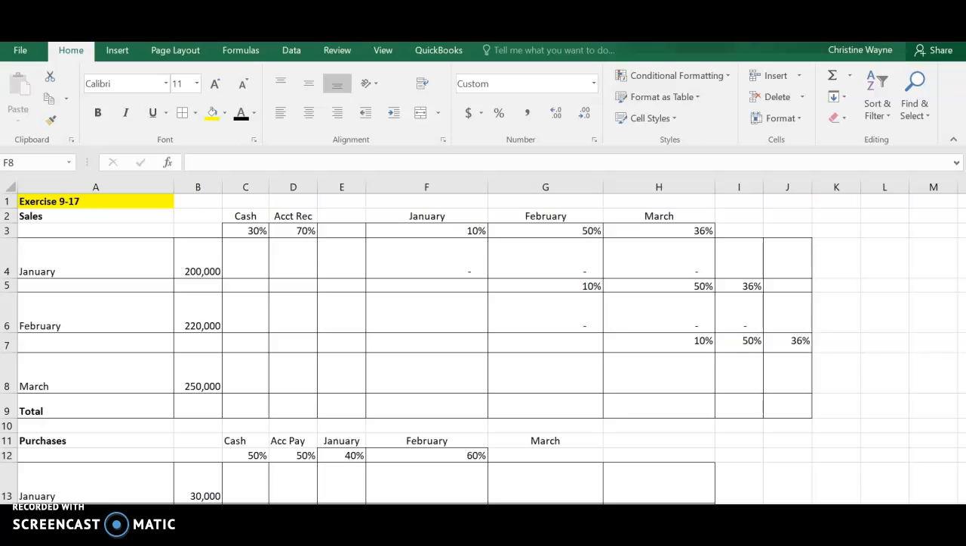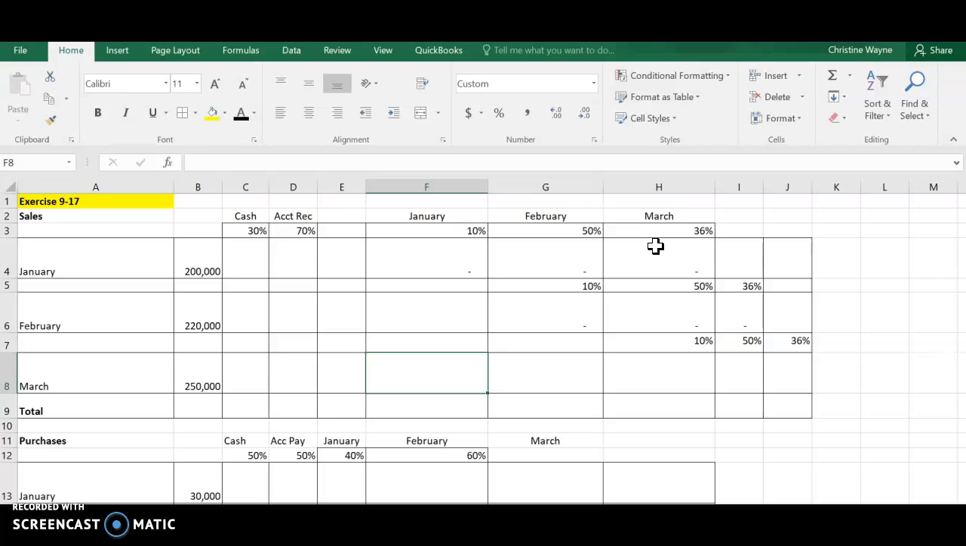This is a much more comprehensive look at that problem, just to go through the schedule here and what you're going to need to know for all the problems. So the details in this problem tell you the amount of sales for each month, and then they tell you that 30% of those sales are collected in cash, which means 70% go into accounts receivable. It then further tells you that 10% of those accounts receivable are collected during the month, 50% are collected that following month, and then 36% are collected in that third month, which means 4% are uncollectible.